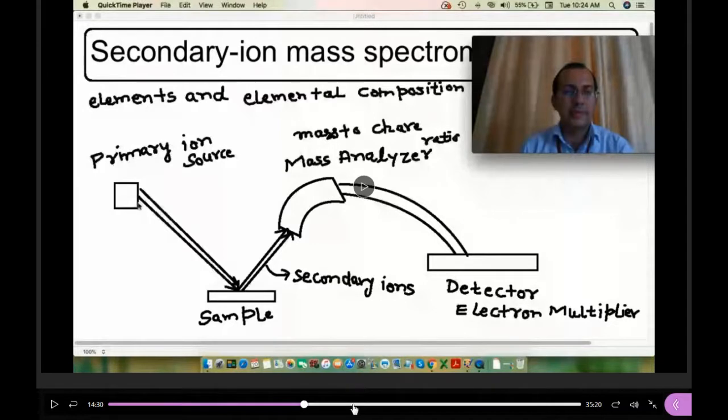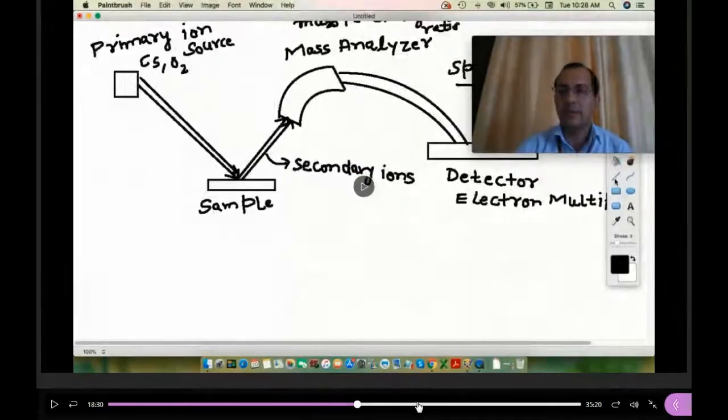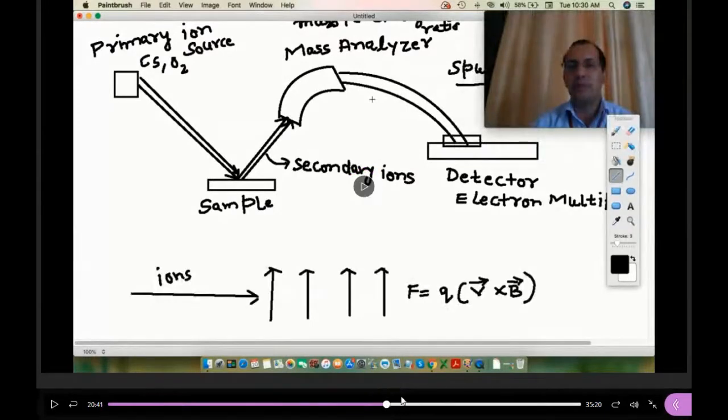After this, we have also discussed what an electron multiplier is and how it works. Sometimes if you have one electron, then corresponding to that one electron, how many electrons will be generated by the electron multiplier. So that we have also discussed in this case.